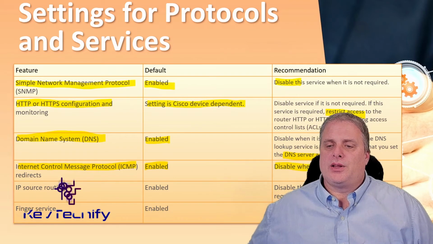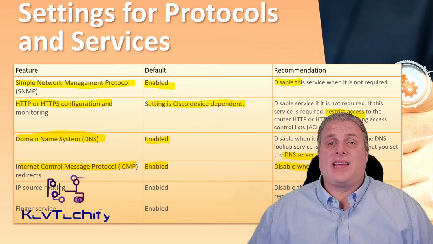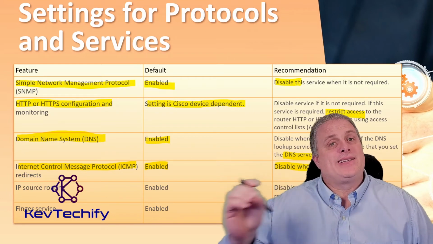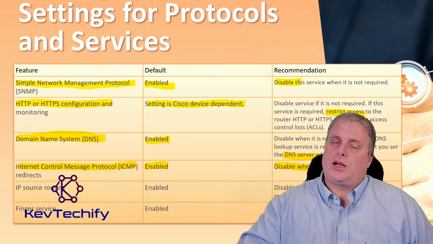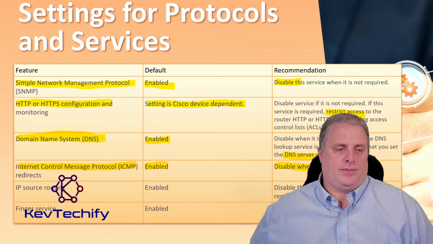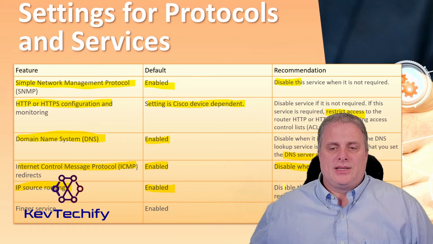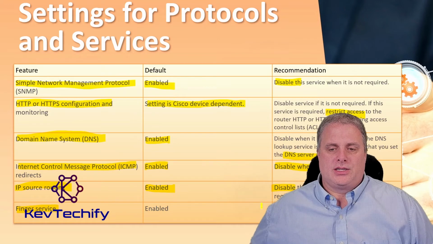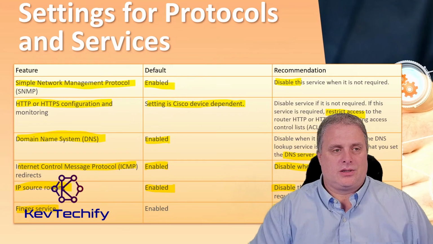This is a hard argument to turn this off for me, because I like to have the ping there to verify that those devices, those interfaces are reachable, that the routing protocol is set up right, that the IP addresses are set up right. Then we have IP source routing, once again enabled. Disable it when not in use. Same thing with the finger service. Disable it when it's not in use.